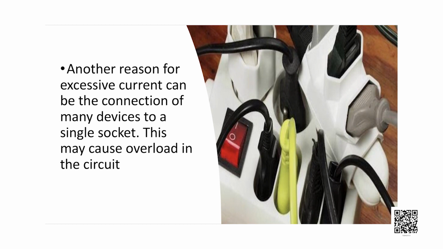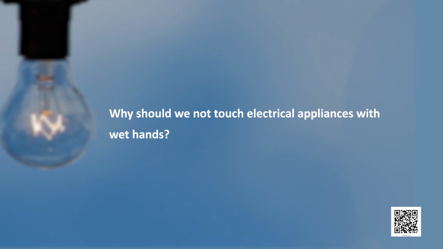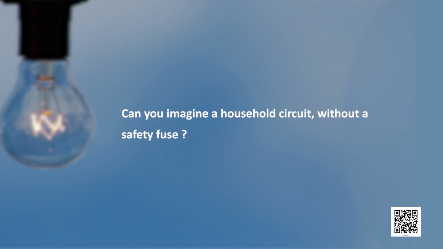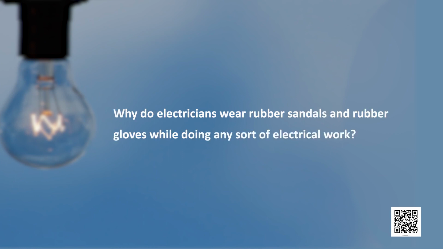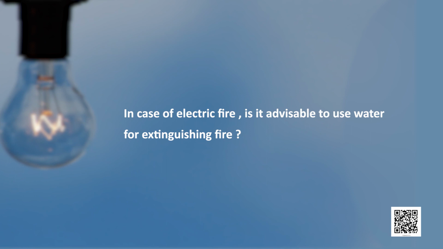Overloading can also occur due to an accidental hike in the supply voltage. Sometimes overloading is caused by connecting too many appliances to a single socket. Now, can you think, why should we not touch electrical appliances with wet hands? Can you imagine a household circuit without a safety fuse? Why do electricians wear rubber sandals and rubber gloves while doing any sort of electrical work? In case of electrical fire, is it advisable to use water for extinguishing fire? I don't think so. Can you reason it out?